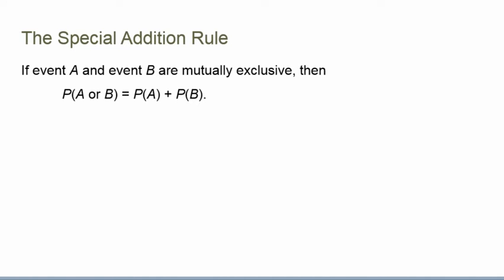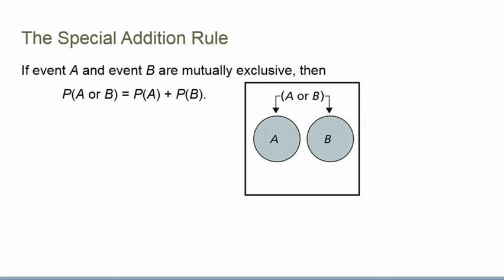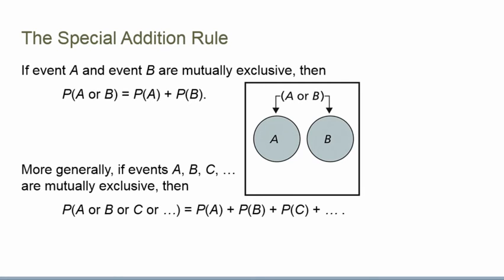The special addition rule. If event A and event B are mutually exclusive, then the probability of A or B equals the probability of A plus the probability of B. Pictorially, I have a box for my universe. A and B have nothing in common, so I can just add the 2 probabilities. More generally, if events A, B, C, and so on are mutually exclusive, then the probability of A or B or C or so on equals the probability of A plus the probability of B plus the probability of C plus any other probabilities.